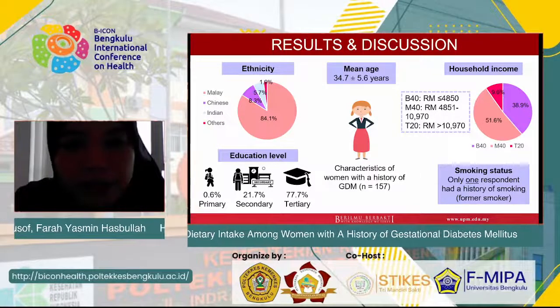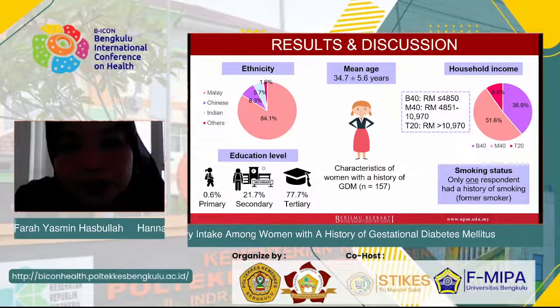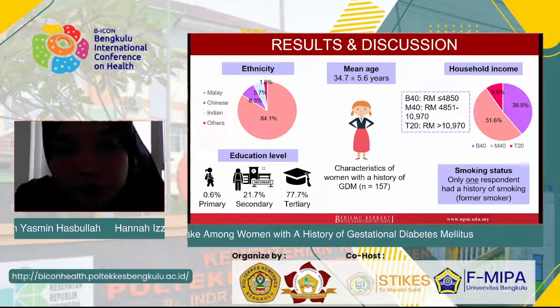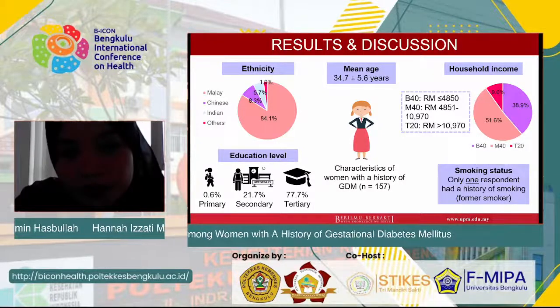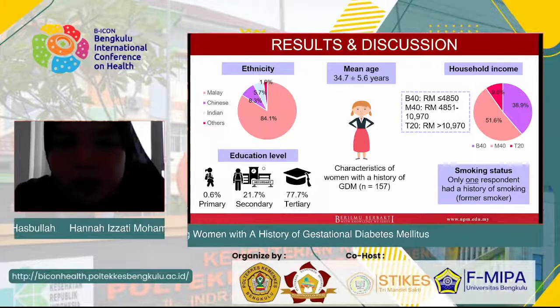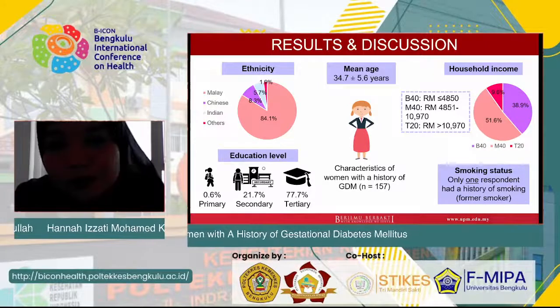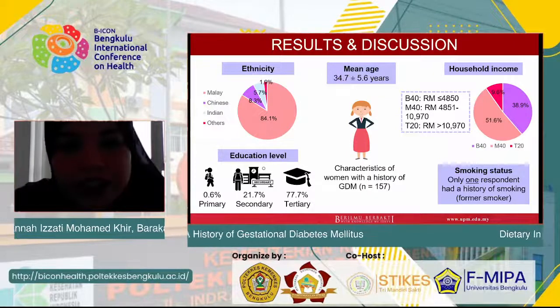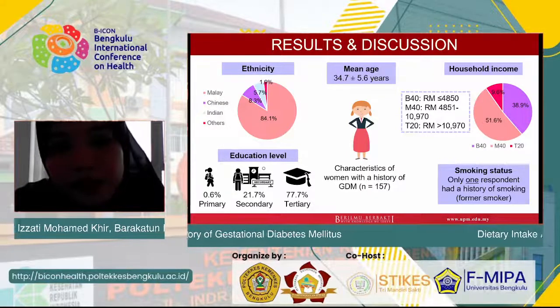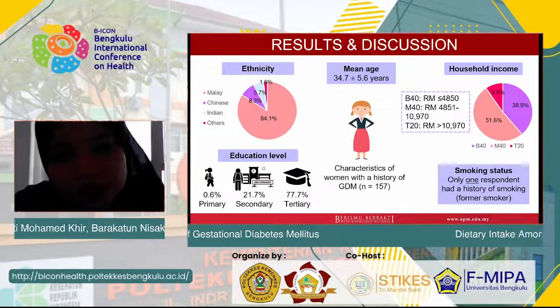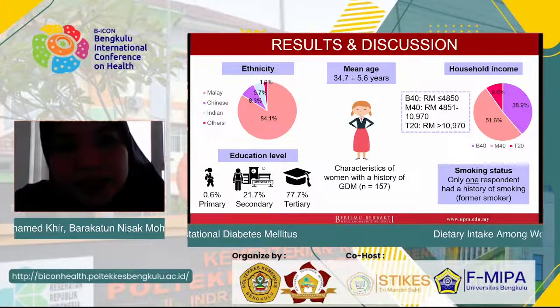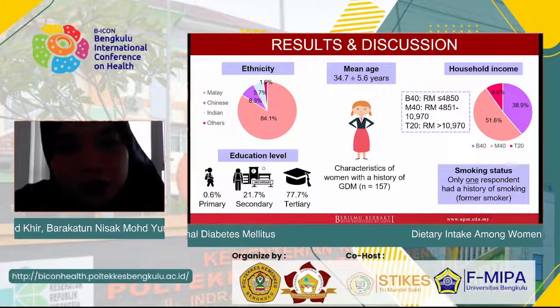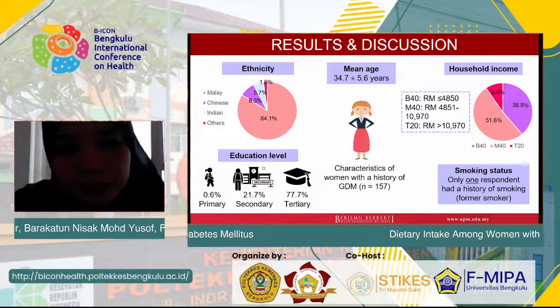On the other hand, the reported mean age in this study was a bit higher compared to several studies in local Malaysia among women with a history of GDM, which reported a mean age ranging from 28 to 31 years old. And it is well established that aging is associated with decline in physiological function, which leads to chronic diseases, including diabetes, as the ability to regulate glucose levels progressively decreases with age.